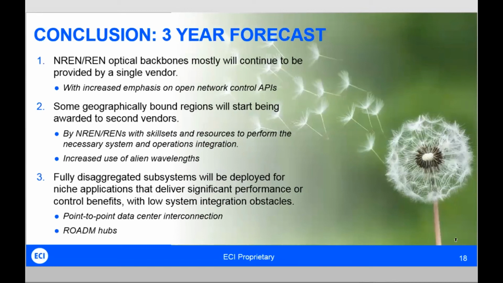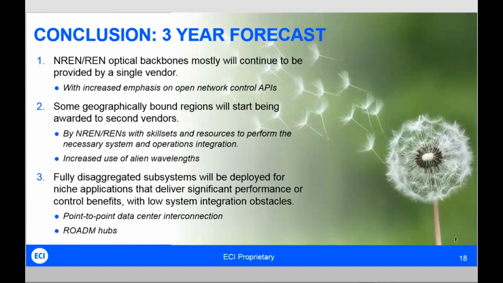I think we'll continue to see, in most cases, continuation of the status quo, that NRENs will turn primarily to a single vendor for their optical backbone. What we will see, however, is an increased emphasis on the control that will be exposed by the network management system or SDN controller of that particular vendor northbound to higher levels of orchestration being provided by the NRENs.